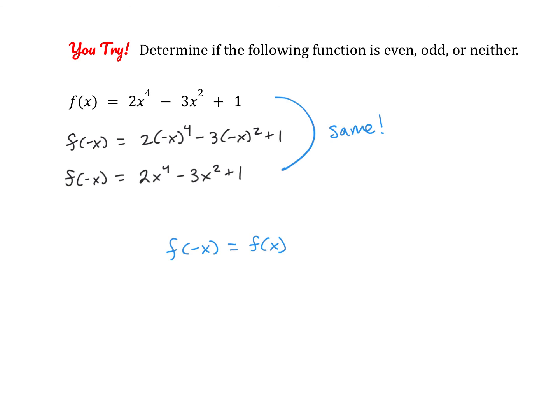Okay, go ahead and check your answer here. If you substitute negative x for all of your x values, and then you simplify, you end up with the original function, because if you raise any negative to an even degree, it becomes positive. So since f of negative x is equal to f of x, we say that this function is even.